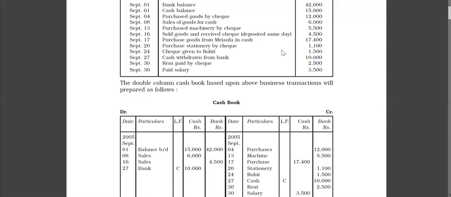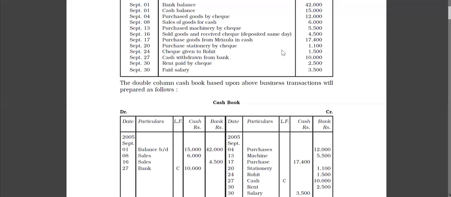Check given to Rohit. So Rohit account debit to bank account. Here bank is placed on the credit side. You place it in the credit bank column and write by Rohit.